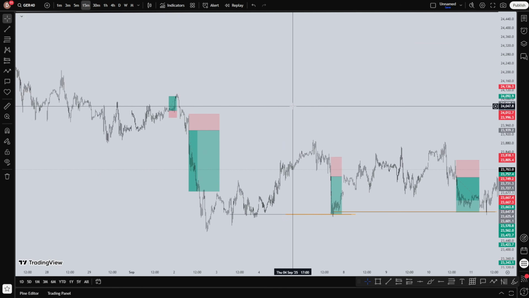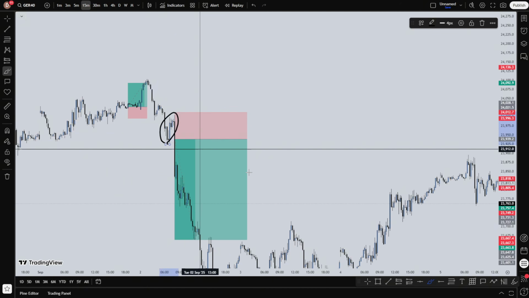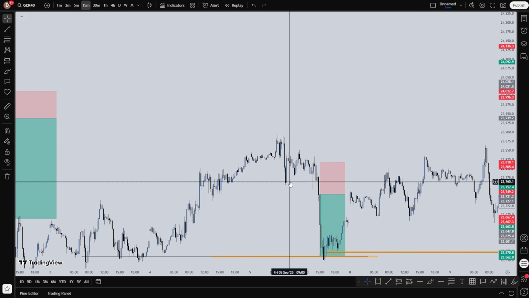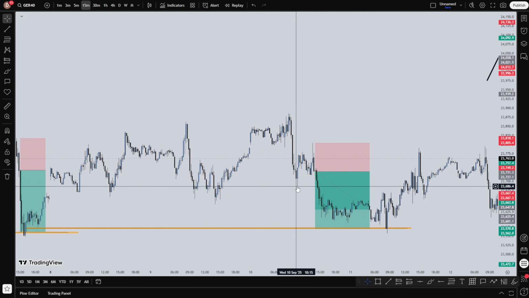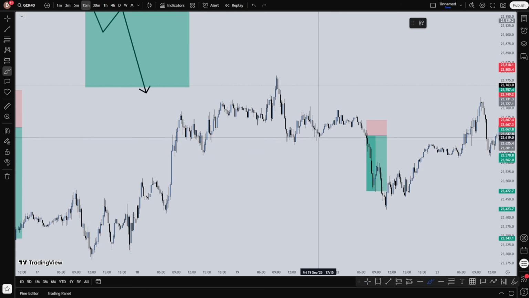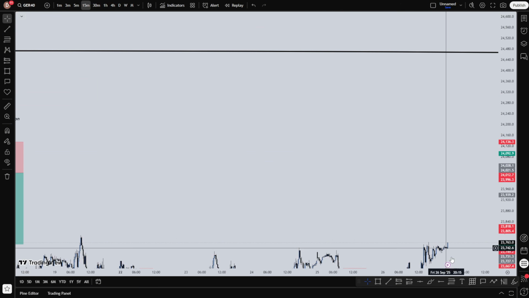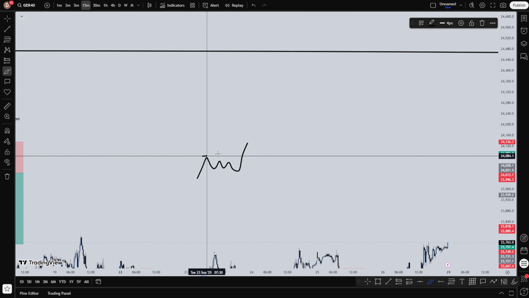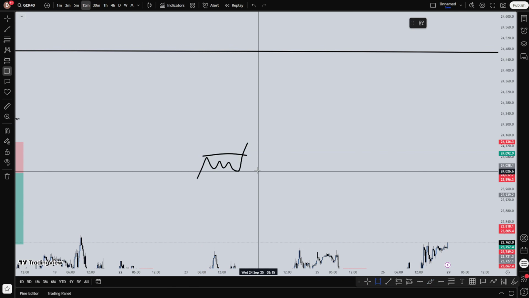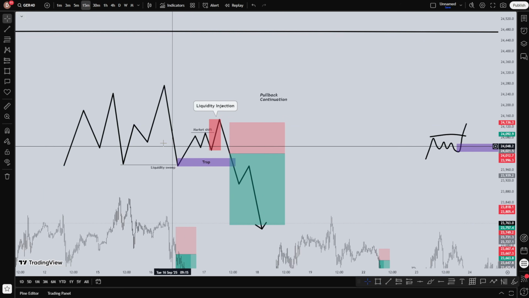So basically, every time you look at a model, we have some type of pullback. Same thing right here, we got this pullback. Same thing, this pullback, this pullback as well. It's always super simple. It's just price creating some type of market shift, trapping buyers. So this would be the trap. Basically the whole model is right here.